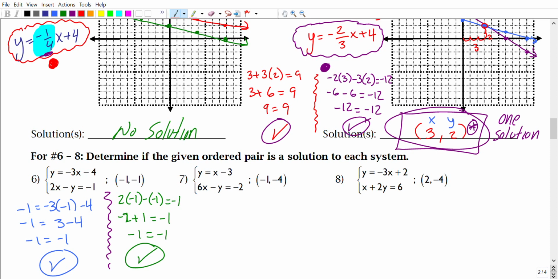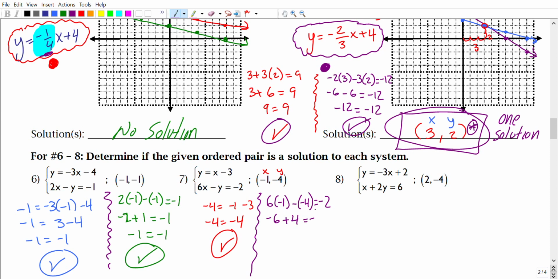Okay, so now some of you guys might have actually rewritten this. You don't even need to rewrite it here. All you're doing is testing to see whether this x and this y will work in both of your equations. So let's substitute them in. Get -4 equals -1 minus 3. So I get -4 equals, well, -1 minus 3 is -4. So that one checked out. What about the next one? So 6 times -1 minus a -4 equals 2. Okay, this is -6. Opposite of a negative is a positive, and -6 plus 4 is a -2. So is -2 equal to -2? Yes, it is. So is this a solution? Yes. -1, -4 is a solution. Okay, good. Last one.